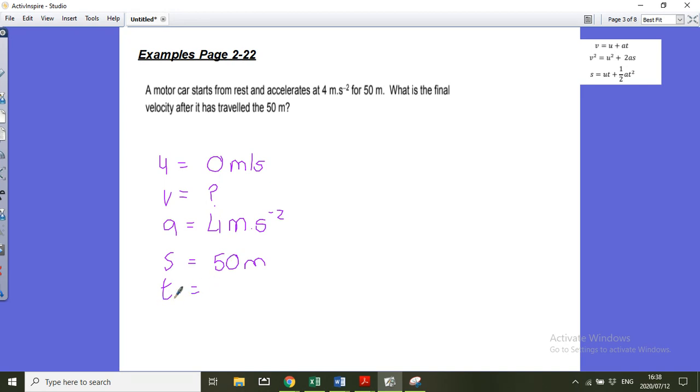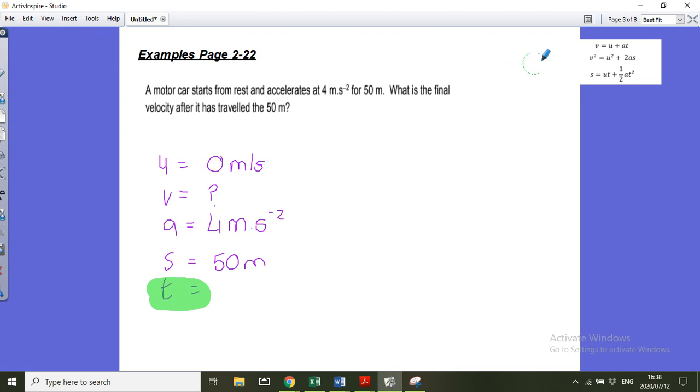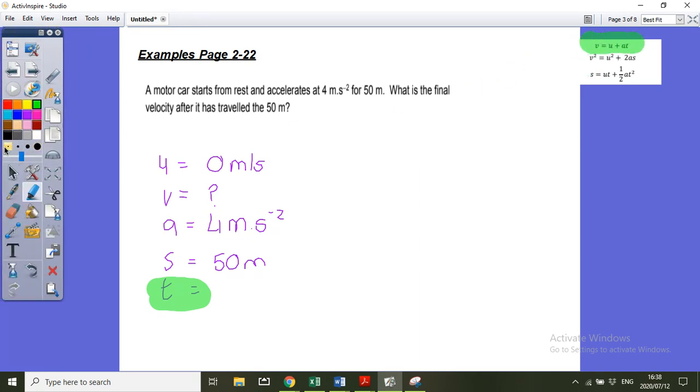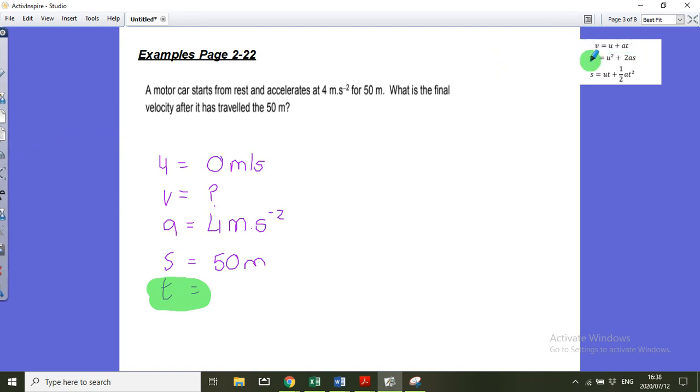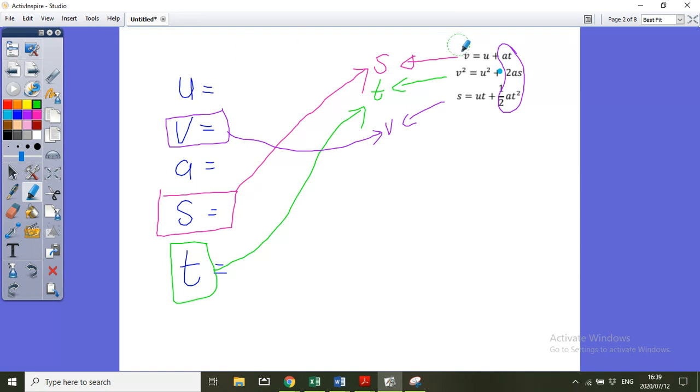Can you see time is not given and it's not asked? So we're actually not interested in the time at all. And remember, that leads us to that first equation there. V is U. Oh, I'm such a liar. That's not the one that doesn't have T in it. We need to choose the one that doesn't have T in it, which is the second one. V squared equals U squared plus 2AS, if you look at what we did here.